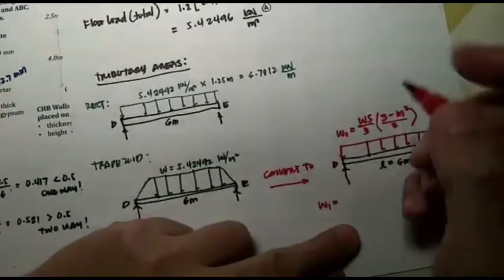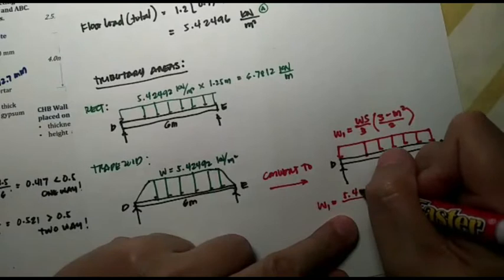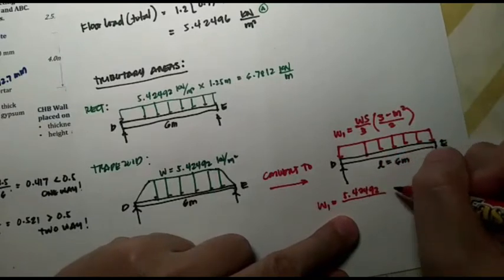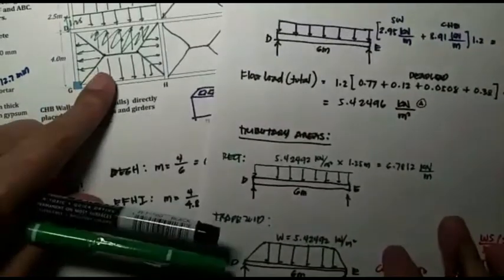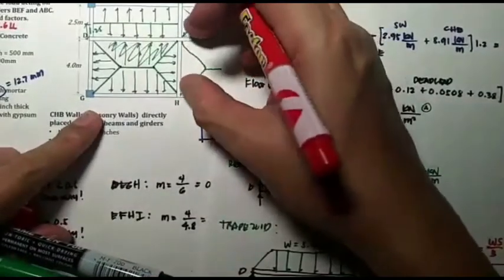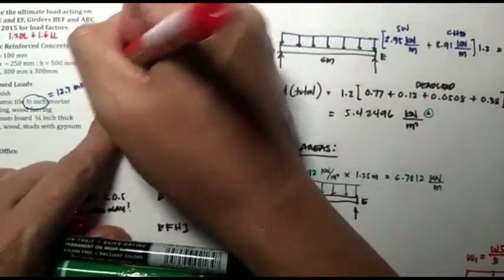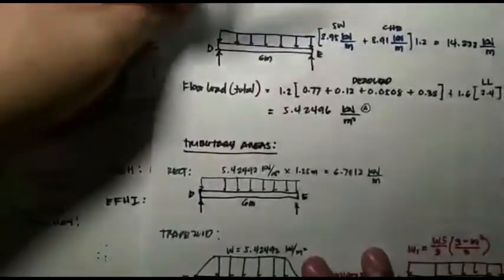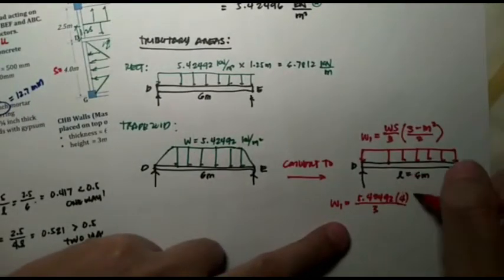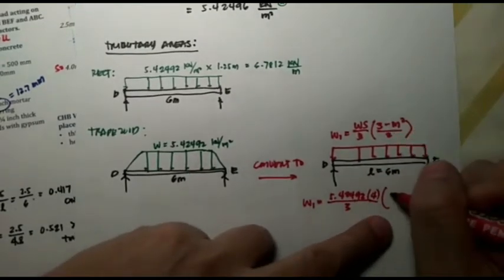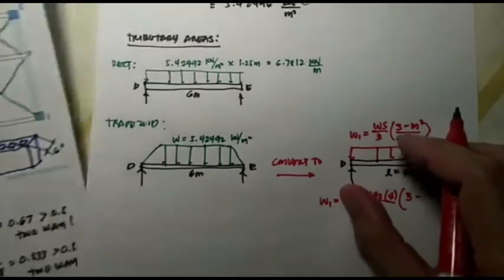So, okay, W1 is equal to W, yun yung 5.42492. Ano yung S? Yung S is yung shorter span. Ito, longer span, diba? Kung titignan mo ulit dito, ito yung shorter span. Ito yung longer span na 6 meters. Di bali ito yung shorter span, yung 4 meters. Okay, so 4 meters divided by 3 times 3 minus M square. 3 minus, ano yung M? M is the ratio. Ratio ng S over L.